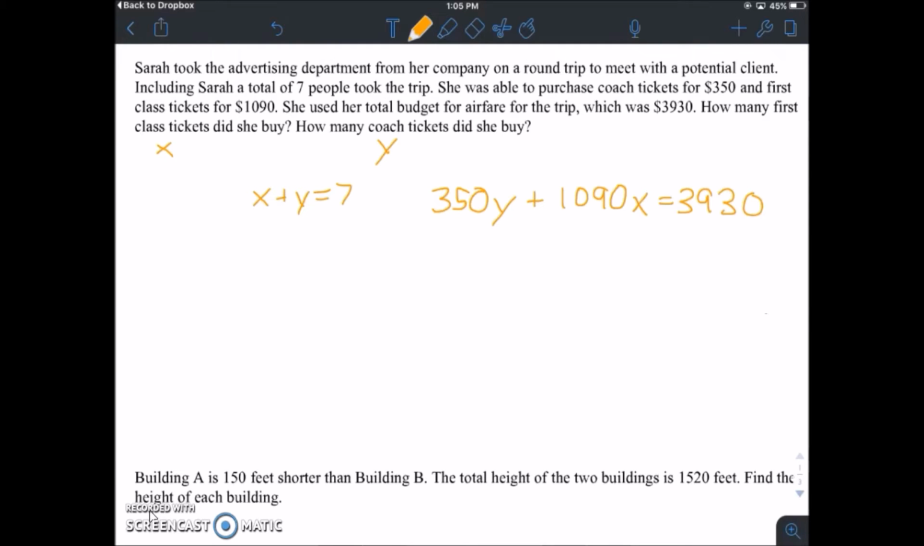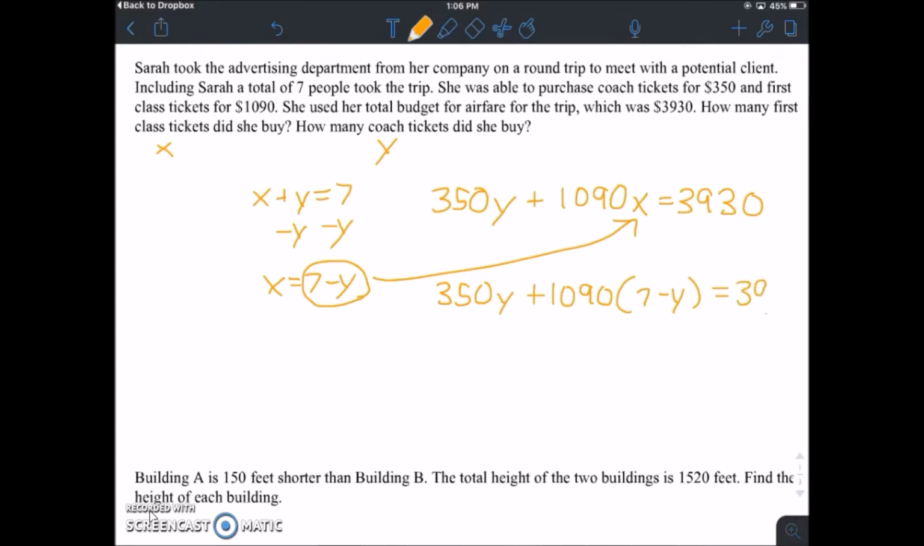So again, when we do systems, there's 3 ways we can solve, and this one I'll probably use substitution. That seems to be the easiest. So I'm going to subtract y and get x equals 7 minus y. Plug that in for x into the other equation, and we'll get 350y plus 1,090 times 7 minus y equals 3,930.